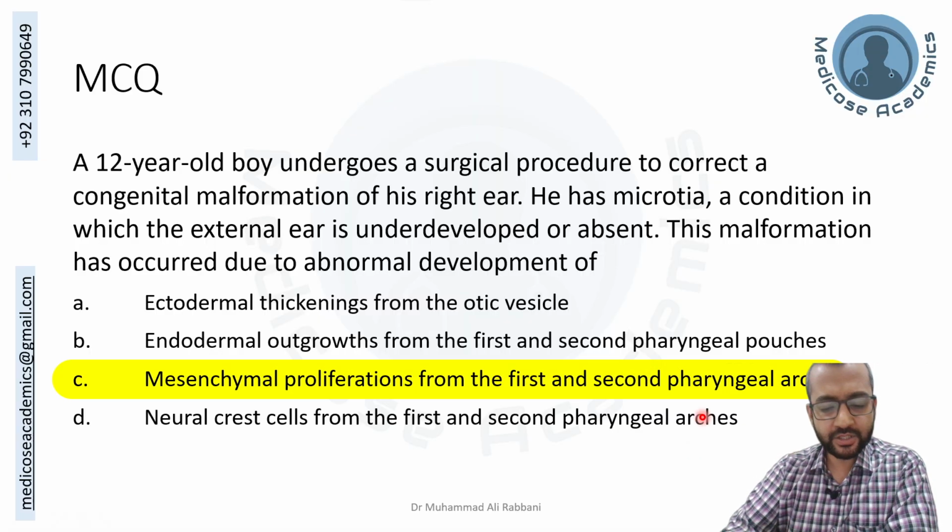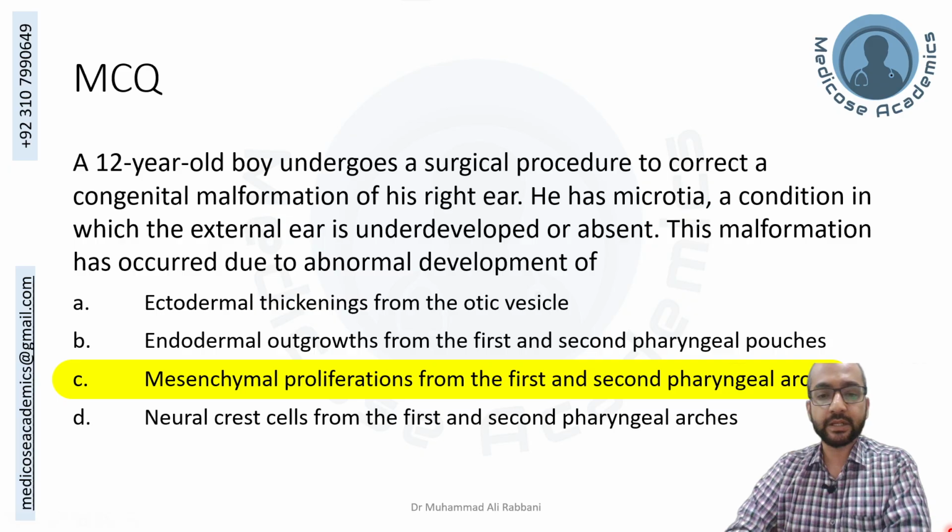So mesenchymal proliferation can be a safer answer. This can also be a correct answer. But this can be a better answer because it's not purely mesenchymal in origin, it has mesodermal origin too.